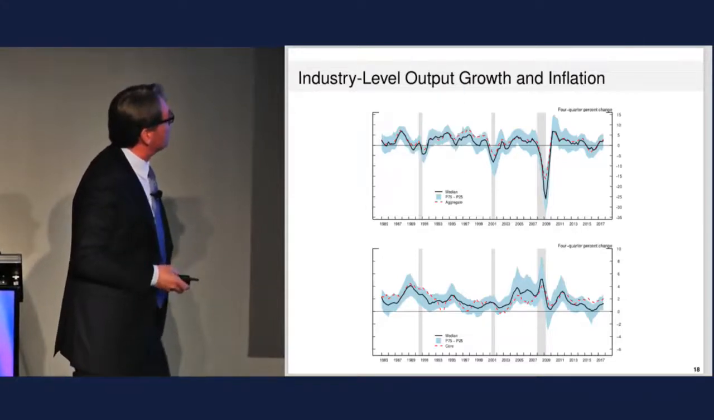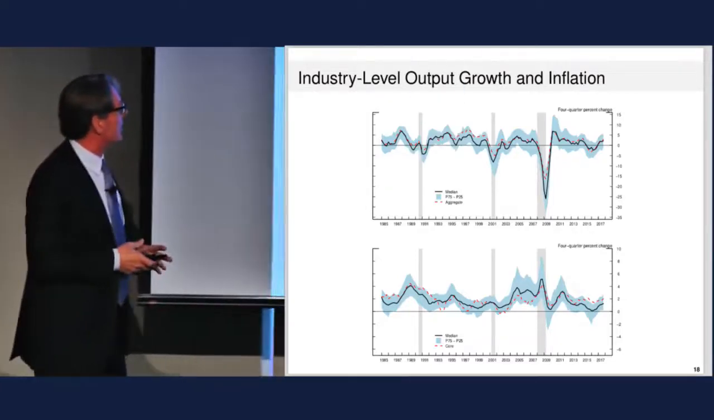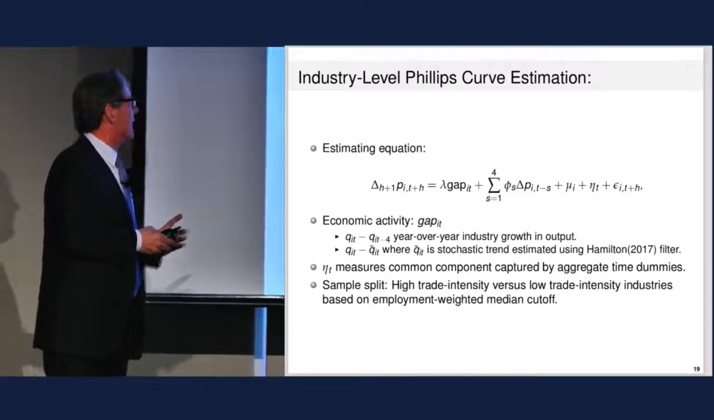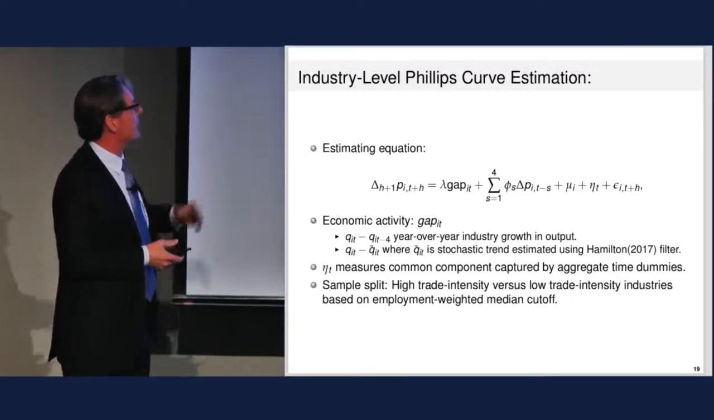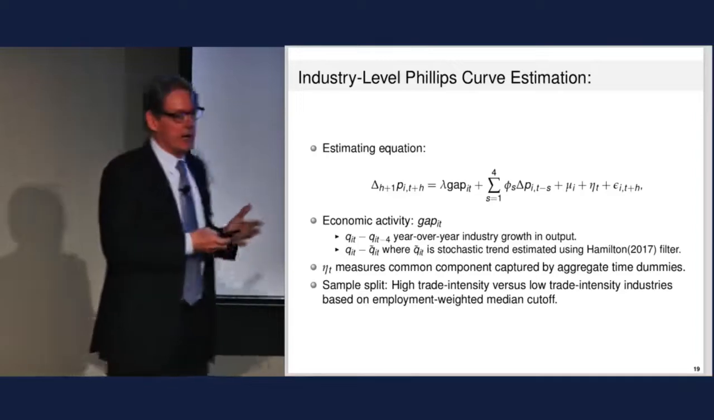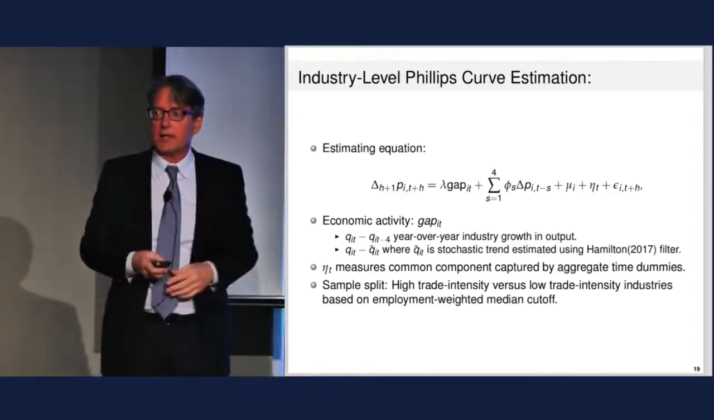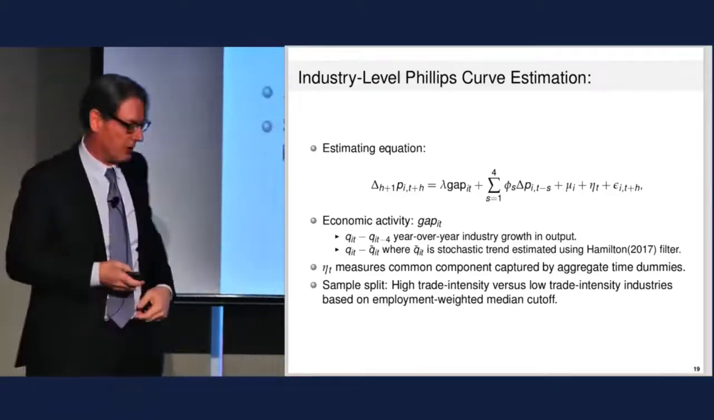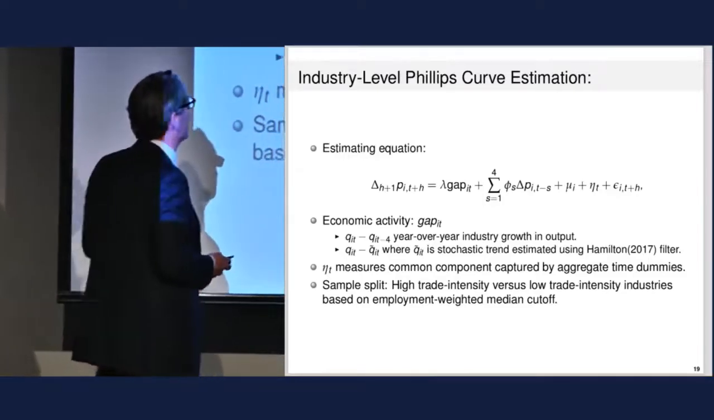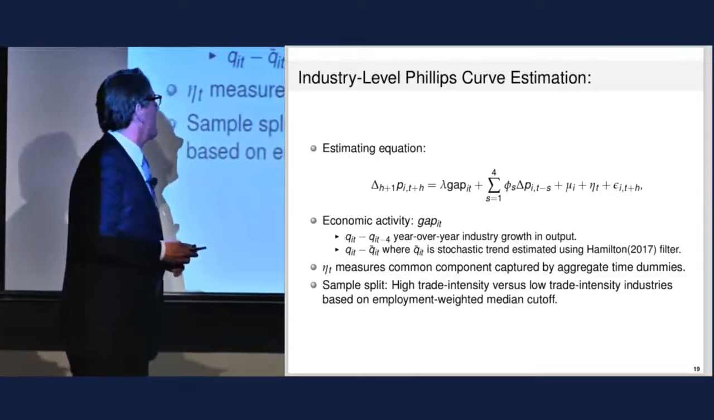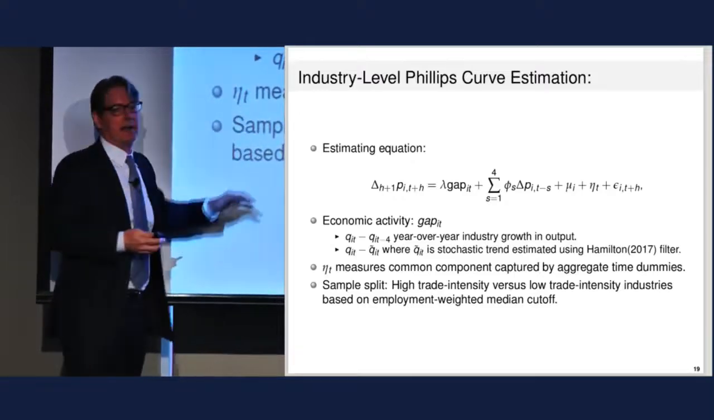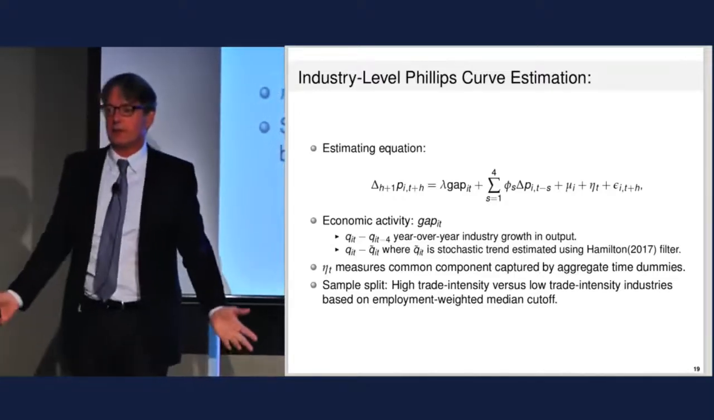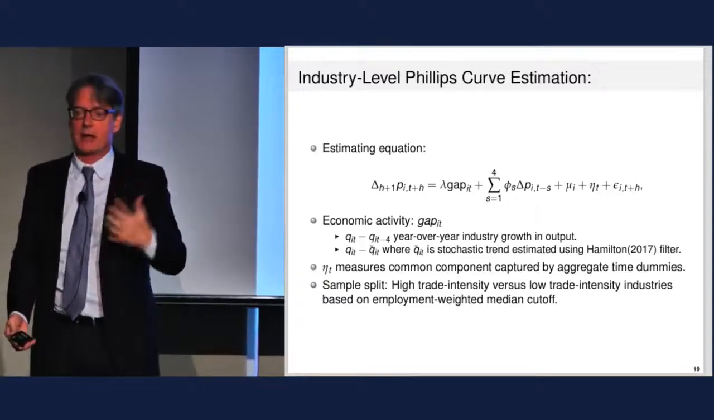Okay, so now I'm going to estimate an industry-level regression of a change in the log price on an activity measure and some lags. Here I'm going to exploit the panel dimension. I'm going to include fixed effects to control for average differences in inflation across industries. I'm also going to put in the full set of time dummies, so we're going to identify fully off of the industry variation and not off of any common macro component.